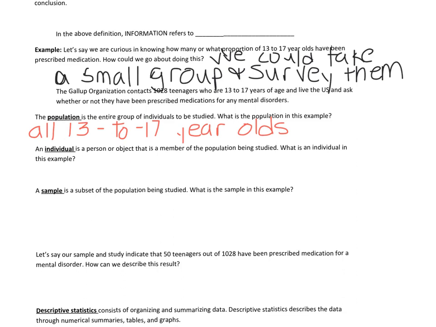All right, and then notice in our definition, we had this word individuals. In this case, it makes sense because the population is made up of humans. But our population could also be all butterflies in the world, for instance. And in that case, we would still say that it's the entire group of individuals to be studied, because the vocabulary term individual is just a person or object that is a member of the population being studied. So in our case, what's the individual in this example up above? It's a single 13 to 17-year-old. So we can say that it is one 13 to 17-year-old.